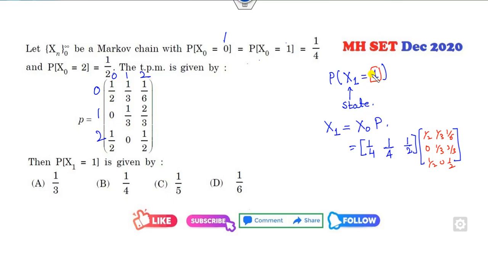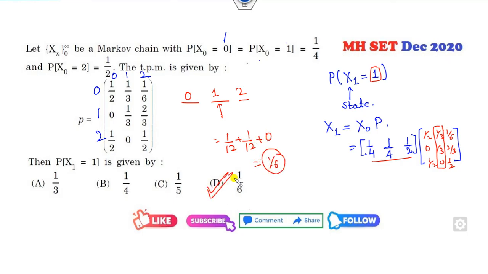My target is to find this. So you have three answers. This is corresponding to 0, this is corresponding to 1, and this is the other. I need this answer only. So I can simply multiply the first row and the second column. So it will be 1 over 12, 1 over 12 plus 0. The answer is 1 over 6, which is my right answer.